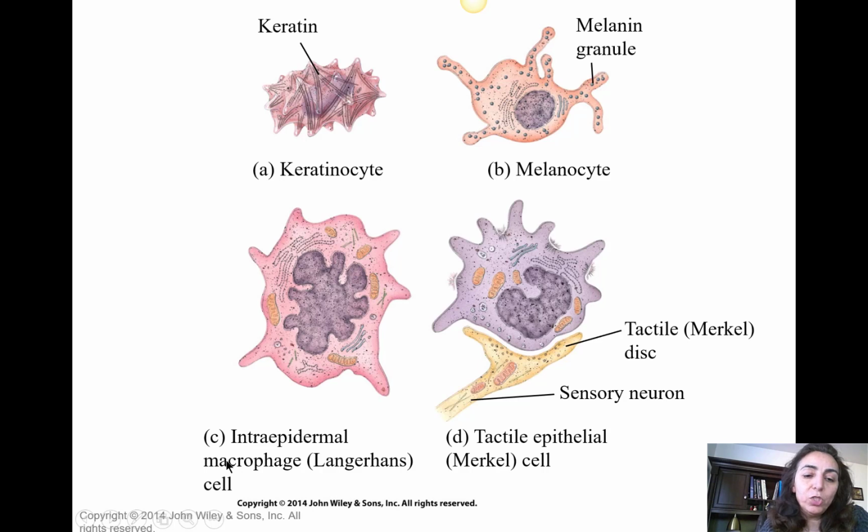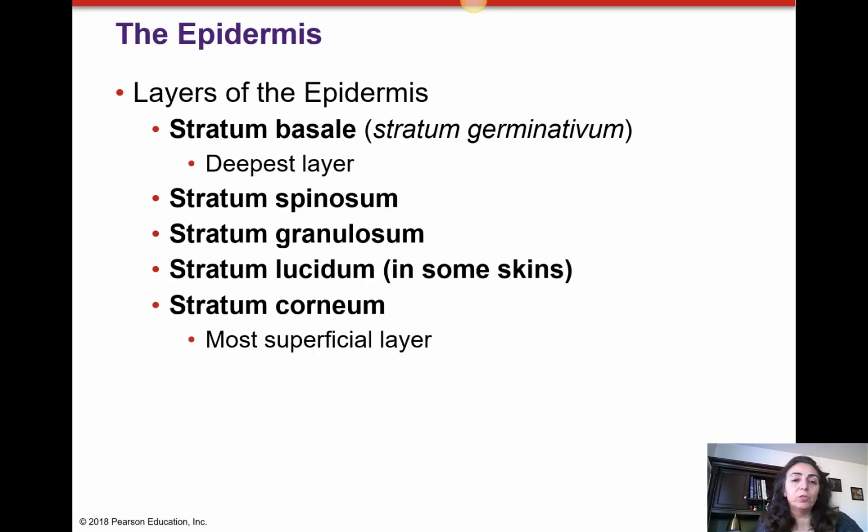And finally, the last type of the cells are intraepidermal macrophages. That is another name for the Langerhans cells, as these macrophages are located inside of the epidermis.